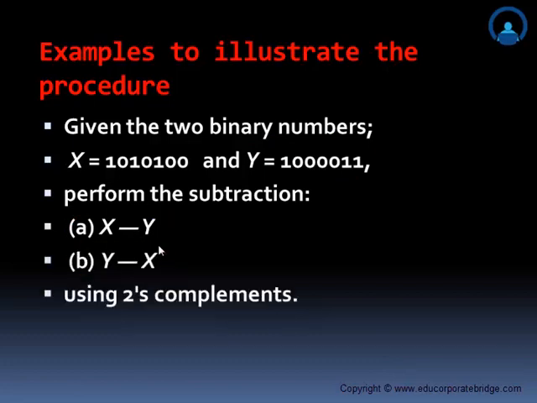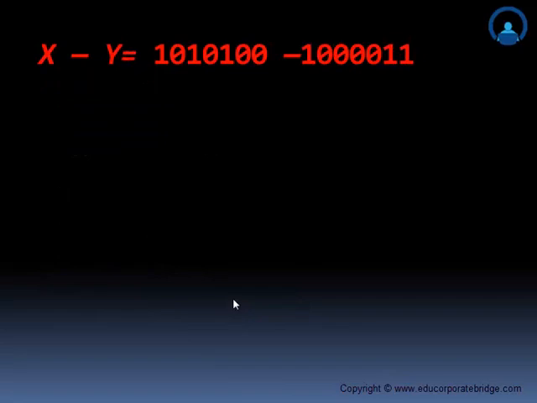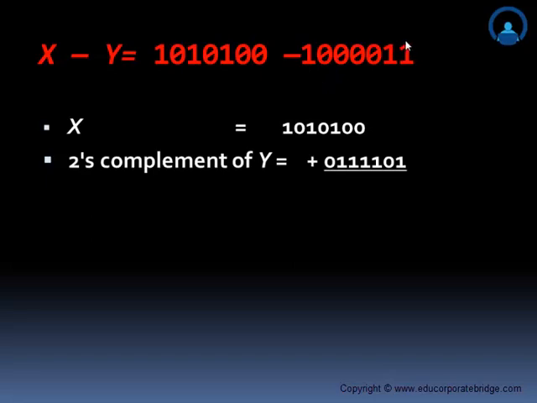The first operation will be subtraction, that is x minus y, and the second one will be y minus x. The first procedure will be by 2's complement. First we have to find the 2's complement of this number, which will go as follows. 1, which is the first one.